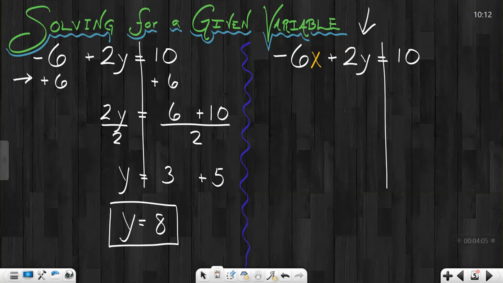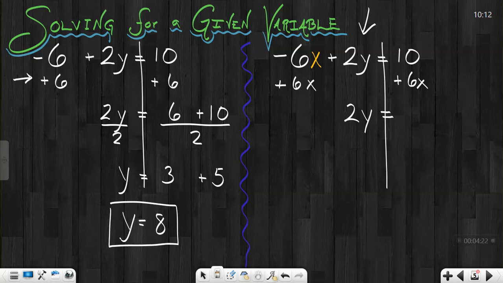When I say here, I'm looking over on the right side. I want to get y alone, and the first thing I need to do is move this x term. So I'm going to add 6x to both sides. In the same way that I added 6 to both sides, I can also add 6x to both sides. That gives me 2y on this side.